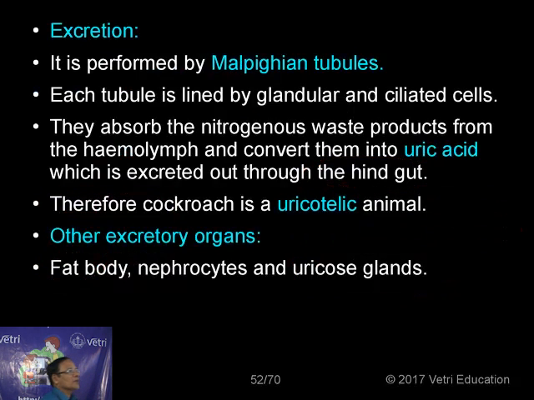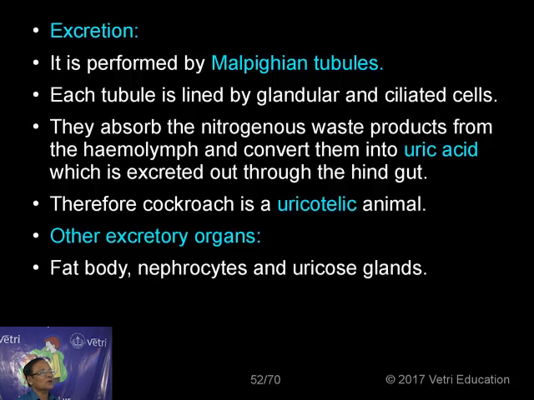Now excretion. The process of elimination of waste materials from the body, particularly the nitrogenous waste products, is called excretion. It is different from what we call defecation or digestion. In defecation, only the waste products formed at the end of digestion are eliminated through the anus. So excretion is a process in which the nitrogenous waste products, either ammonia or urea or uric acid, any type of nitrogenous waste product is eliminated, what is known as excretion.